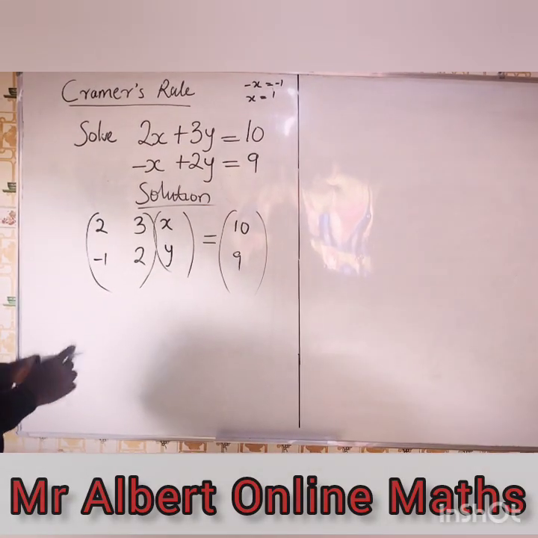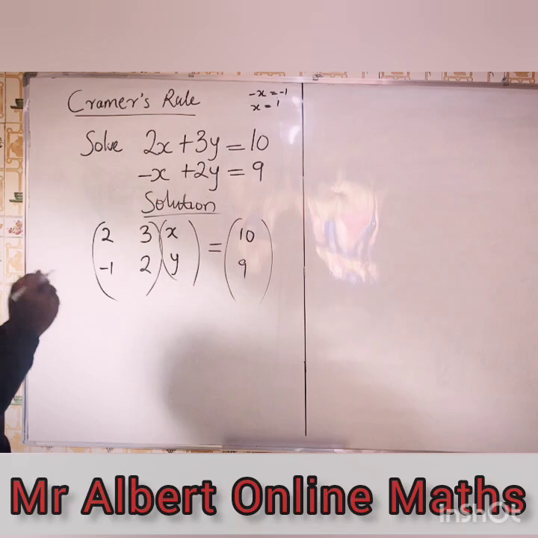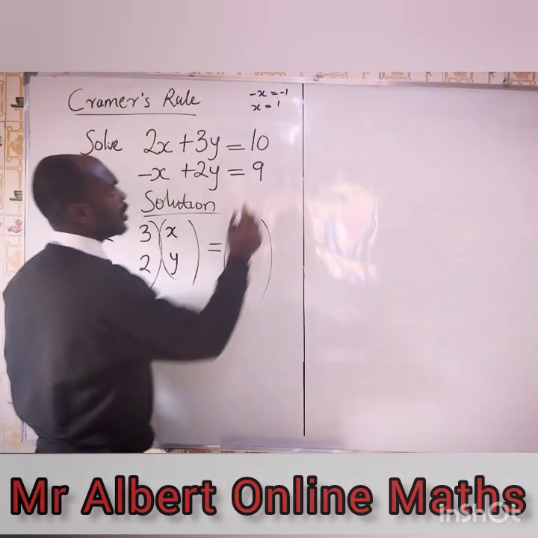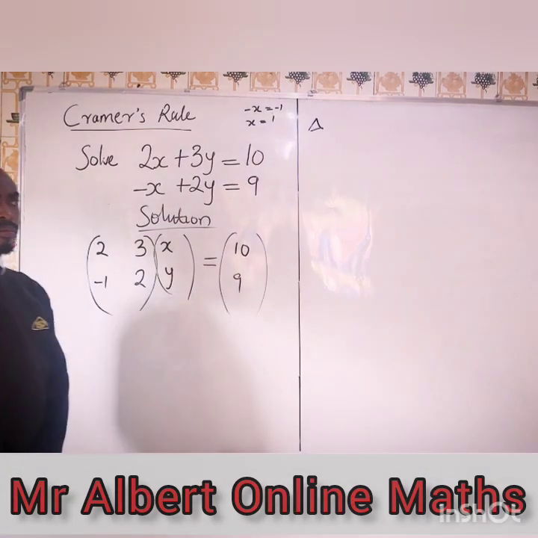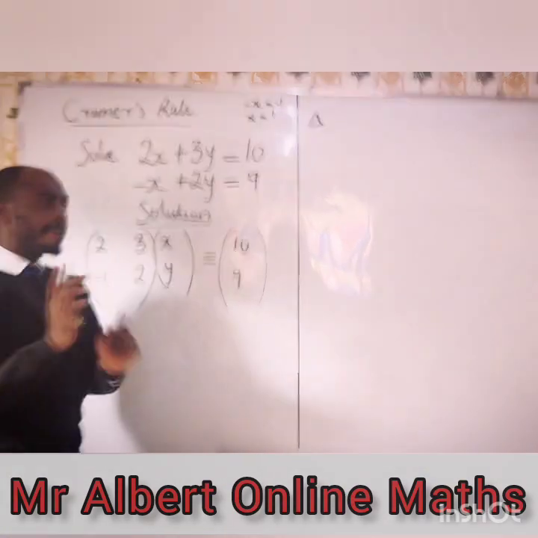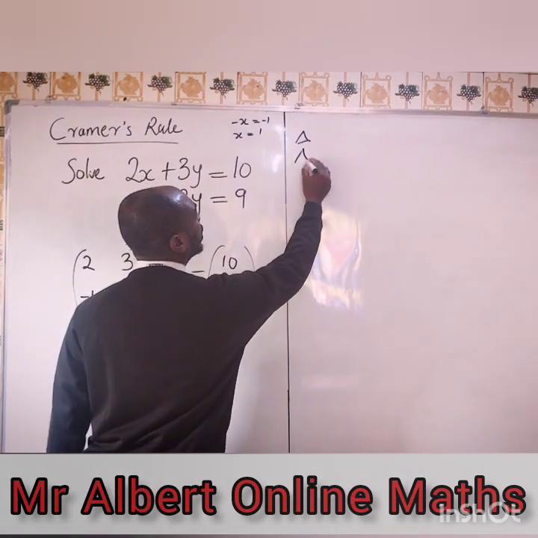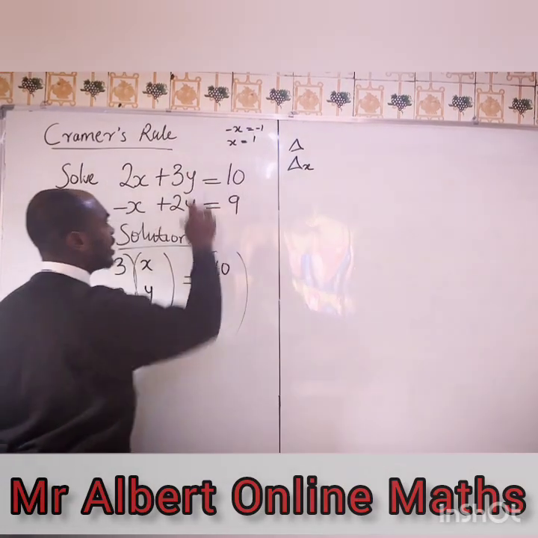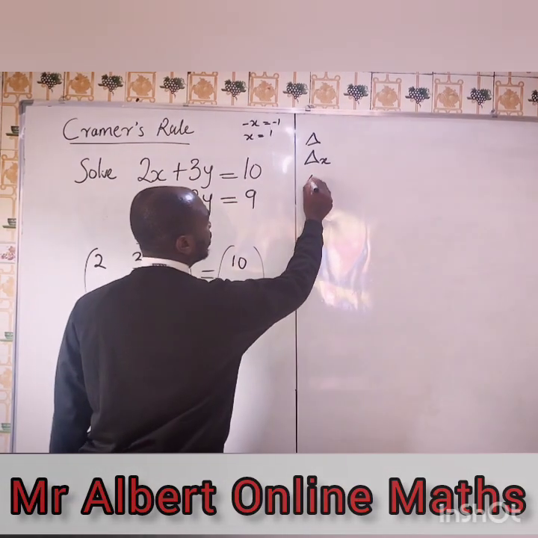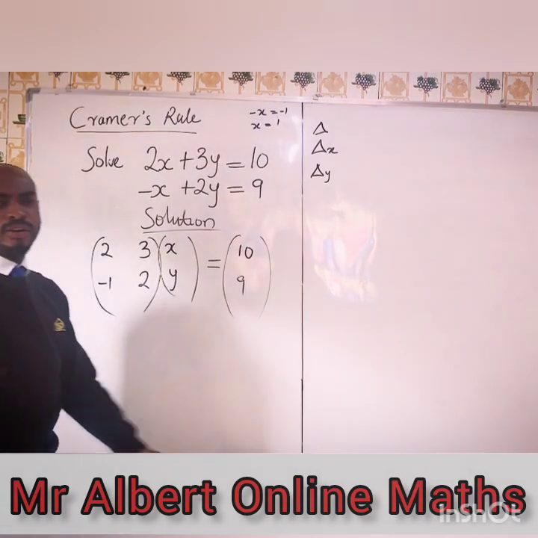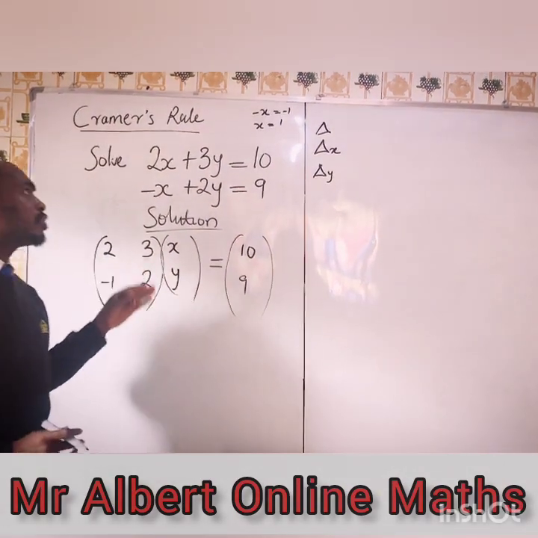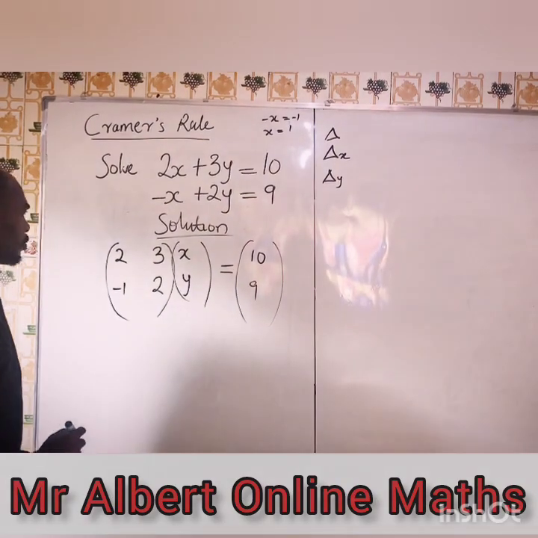Now let us look at three important things when solving this. The first one is the determinant. Then we have another form of determinant. I will call it the determinant of x, since we are using x here, and I will have the determinant of y. These are the three things I need to find in order to get this work done.